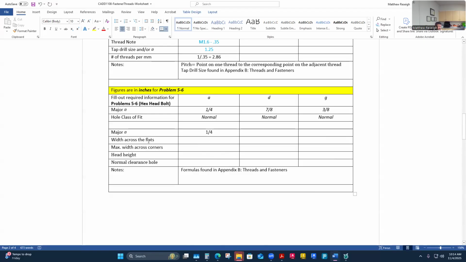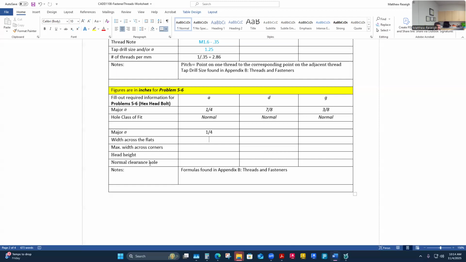So let's see. This width across the flats, max width across the corners. I need to know the head height and maybe what a normal clearance hole would be. We'll talk about why that's needed. And I know I'm probably going to run out of time. If you have to take off, it's fine. I'll keep recording this to at least fill out the columns of all of these. And if you want to hang around until I do, that's fine.